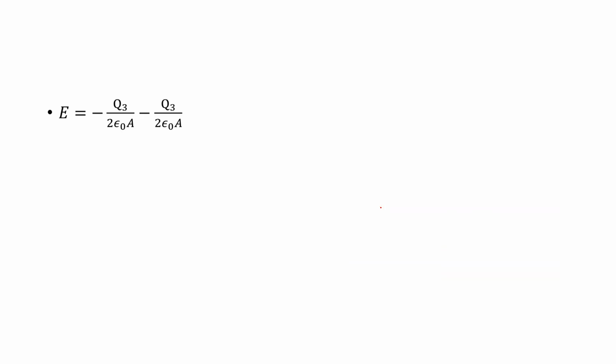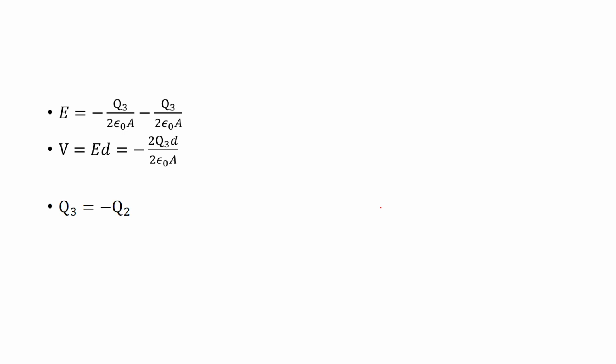Now we have obtained net electric field between the parallel plate capacitor as minus Q3 by 2 epsilon naught A minus Q3 by 2 epsilon naught A. So we can write potential difference between these two plates as E dot ds, that is, in terms of magnitude we can write it as E into d, because E and d are in same direction, so we simply multiply. It is like a scalar multiplication. So this value turns out to be minus 2q3d divided by 2 epsilon naught A. I have multiplied this value with d.